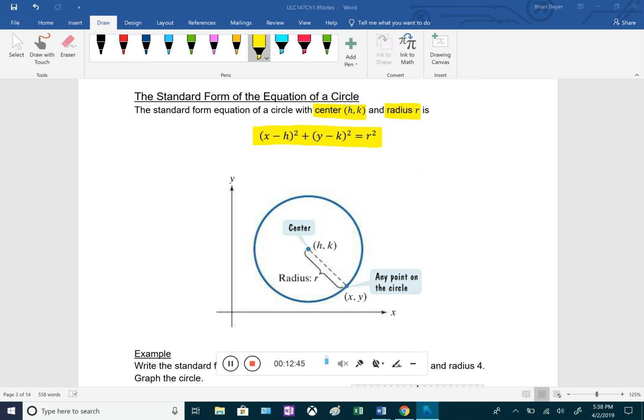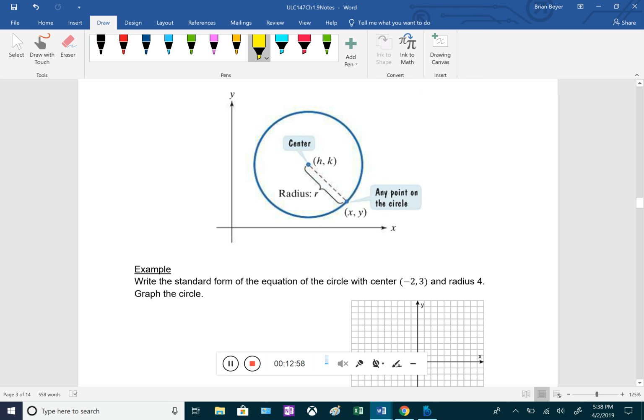Okay, so then we have just the diagram of a circle. Once again, we all know what it looks like, but we have the center h comma k in that circle, and then that radius r, leading to any point x comma y on the outside of that circle. So let's see an example here.